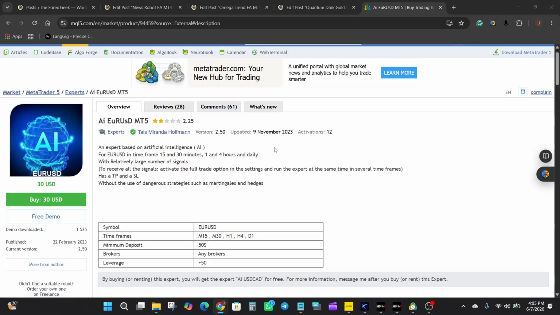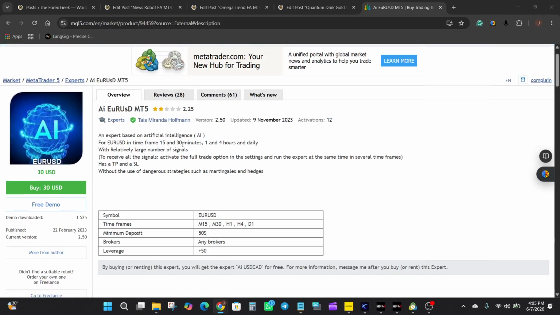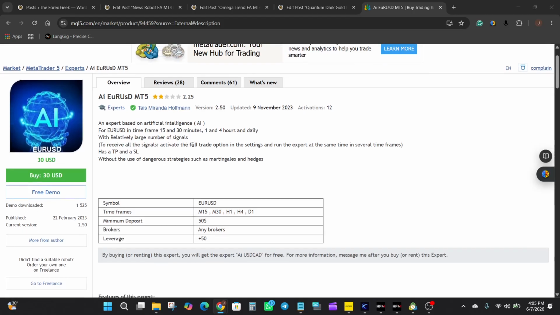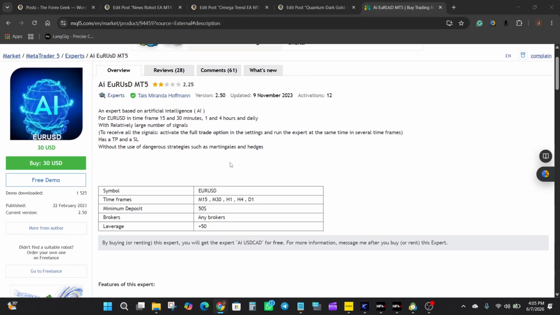So here we are on the MQL5 marketplace page for AI EuRUsD EA. This expert advisor seems to be available for both MT4 and MT5, and it is developed by Thijs Miranda Hoffman. At the time of this review, the EA is priced at $30 and the current version shown is 2.5, updated on November 9th, 2023.